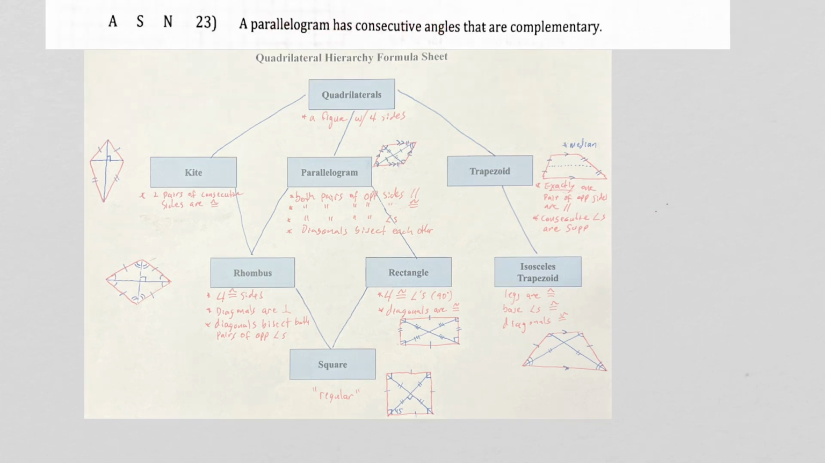A parallelogram has consecutive angles, consecutive meaning next to each other. And those are always supplementary. They can be complementary. I take it back. They cannot be complementary. They're always supplementary, but they're never going to be complementary. In other words, this plus this can never add up to just 90. So this is never.